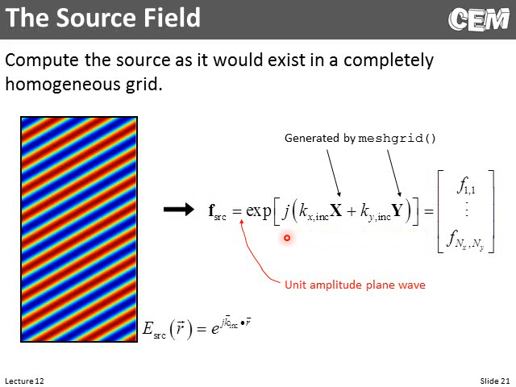And so here's how you would calculate that. It's simply an exponential of e to the k dot r. So we calculate it this way on a two-dimensional grid. That's the first step.